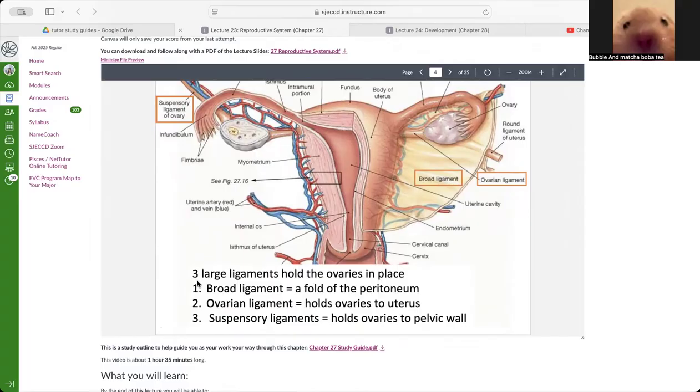It has the broad ligament, which is a fold of the peritoneum, the large flat tissue, part of the peritoneal membrane that holds the posterior side of the ovary in place. We have the ovarian ligament, which connects the ovary to the uterus. We have the suspensory ligament, which holds the ovaries to the pelvic wall. The posterior side of the ovary is the ridge where the broad ligament wraps around and where blood vessels can enter the ovary. So the broad ligament is the fold of the peritoneum, while the ovarian ligament holds the ovary to the uterus, and the suspensory ligament holds the ovaries to the pelvic wall.